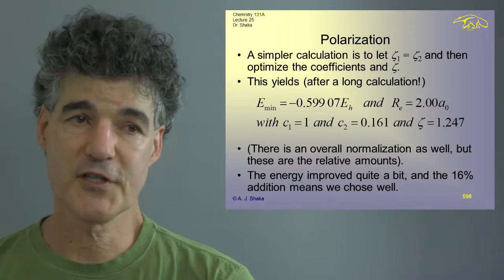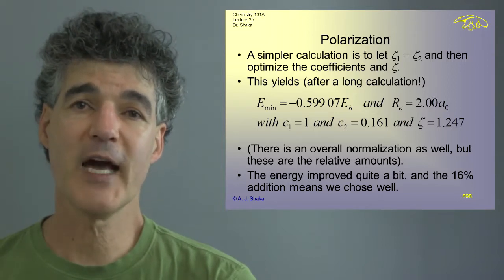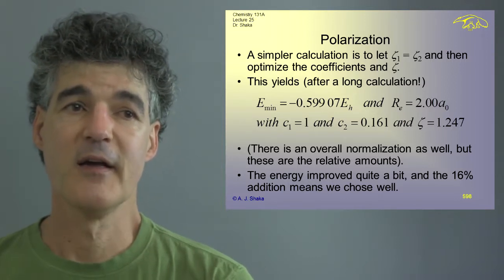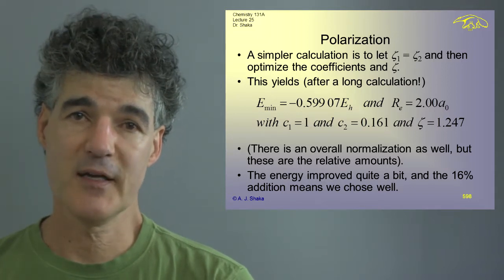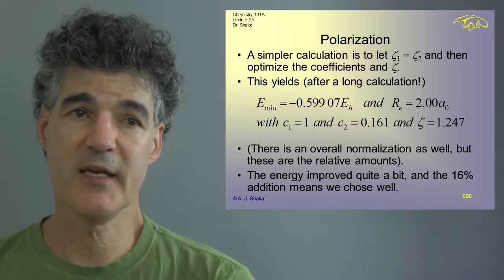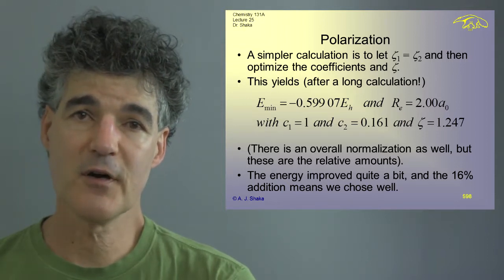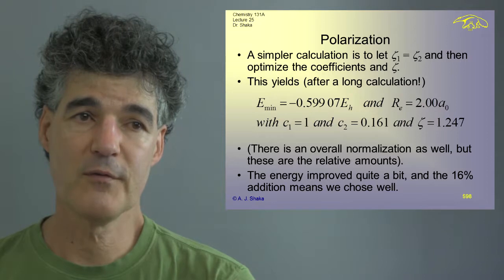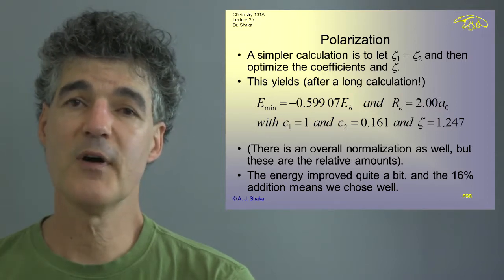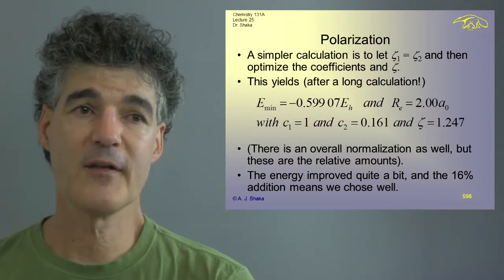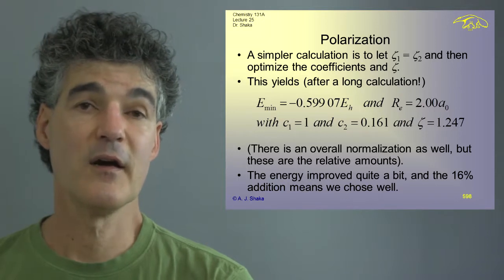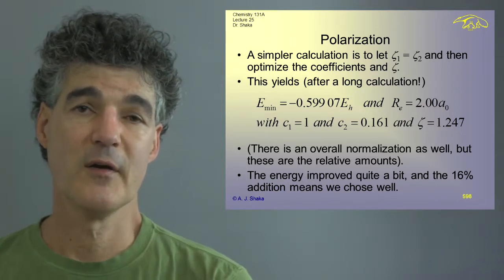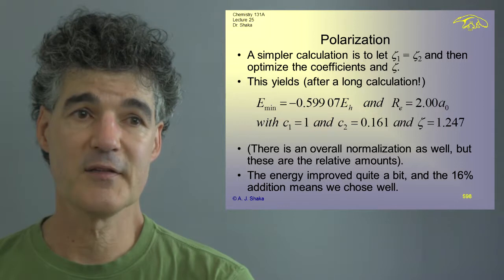The minimum energy is minus 0.59907 in terms of Hartree, and the optimum internuclear distance, R sub E, is 2.00 times a0, the Bohr radius. And this is with C1 equal to 1, and C2 equal to 0.161. So about 16.1% of the pz included when the two zetas are the same is the optimum.